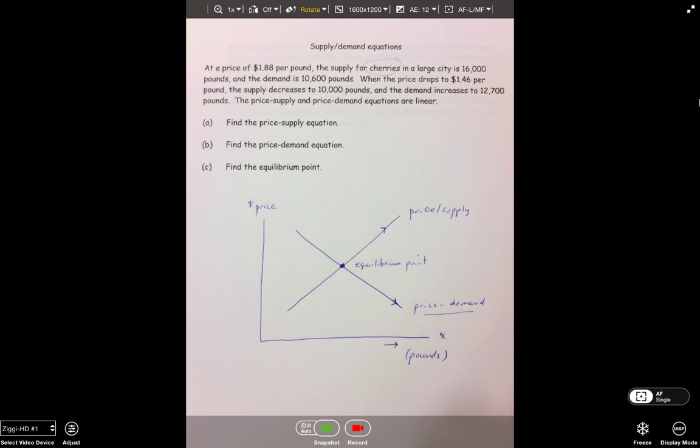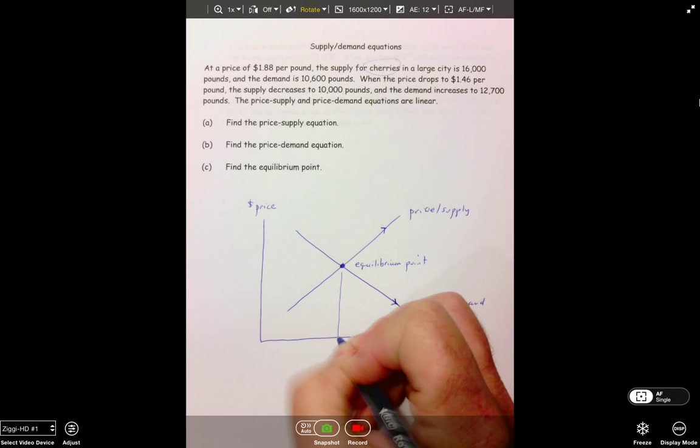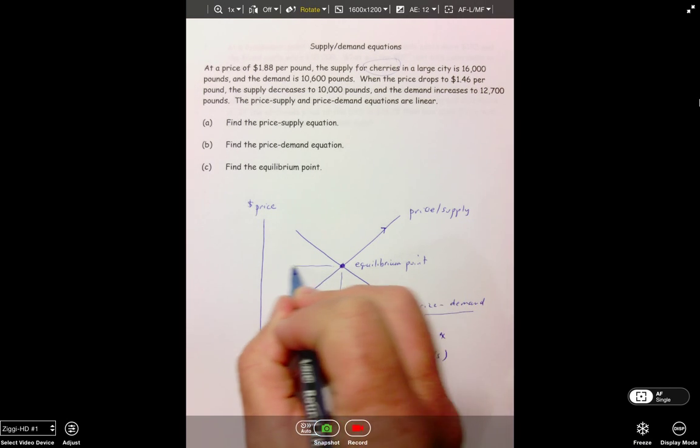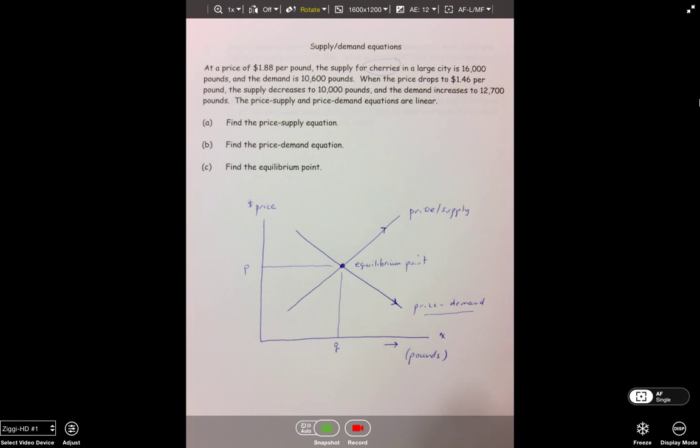So what I want to be able to do here is run through this with you and show you how to find the price demand equations. We're assuming they're both linear, and then we want to find this equilibrium point. The equilibrium point turns out to be the place where the demand and the supply functions are equal. So we're going to end up with a particular quantity and a particular price where this phenomenon occurs. So let's just jump to it and let me show you how this all plays out.